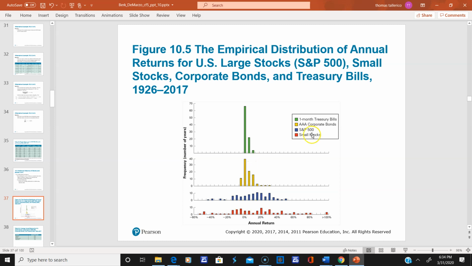Notice that small stocks and the S&P 500 have a larger distribution. So the larger and the more spread out the distribution, the greater the risk. Okay, so you can see how spread out it is and the risk is building up here. Alrighty, pick it up again.